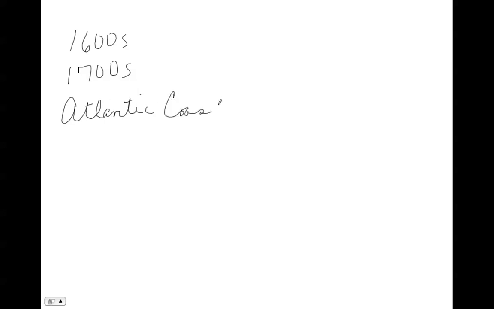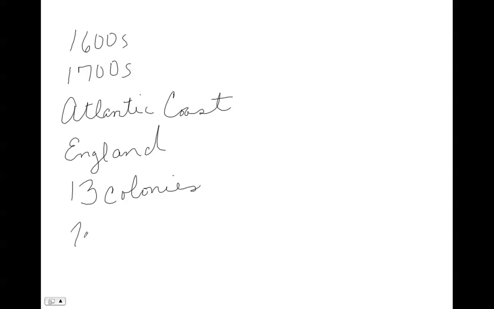All right, so throughout the 1600s and the 1700s, along the Atlantic seaboard or coast, England established 13 colonies, which would later become the United States.